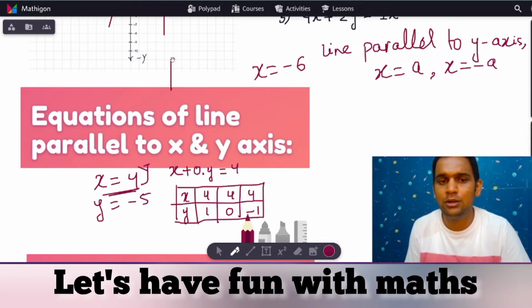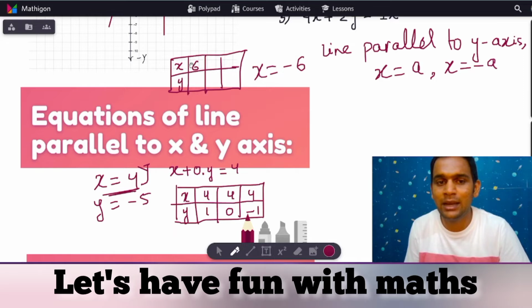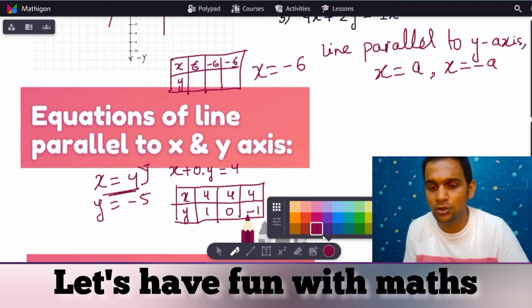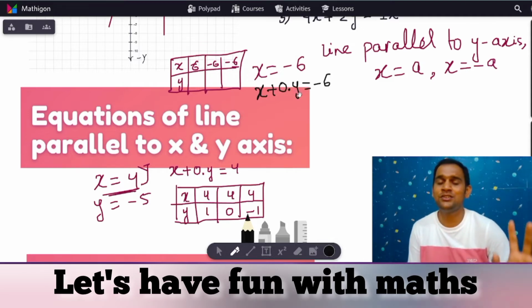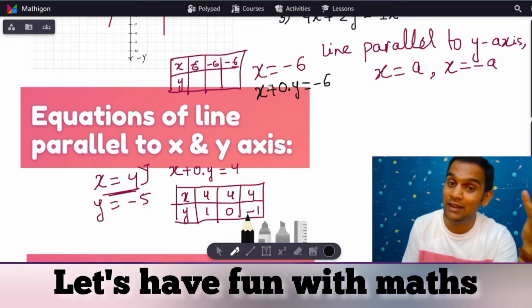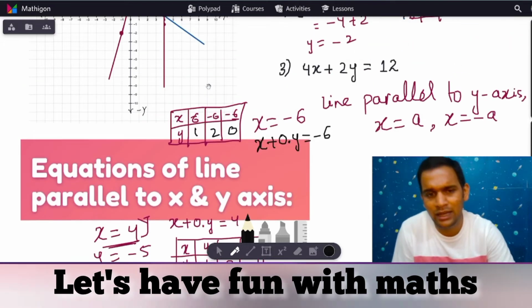So what will the table look like? The value of x is fixed. So x and y, the value of x is minus 6, minus 6, minus 6 and minus 6. When we try to write this equation in standard form, it will look like x plus 0 times y equals minus 6. Since this is 0 times y, I can take any value of y. So 1, 2, 0, or any big value also we can take.